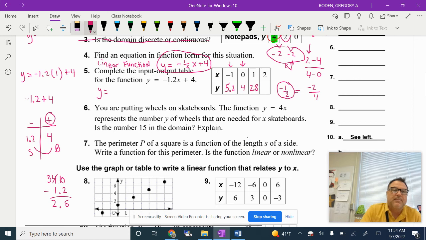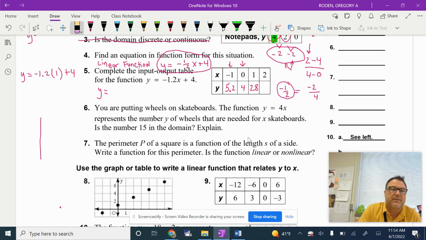Okay. And then my last one is I'm going to put a 2 into this. So you might need another piece of paper just because there's a lot of scratch work to do here. All right. So here we go. I'm going to put a 2. So now I have negative 1.2 times 2. Well, that's going to be a negative because a negative times a positive equals a negative. Can't forget to do that.